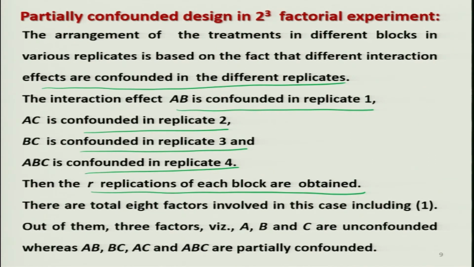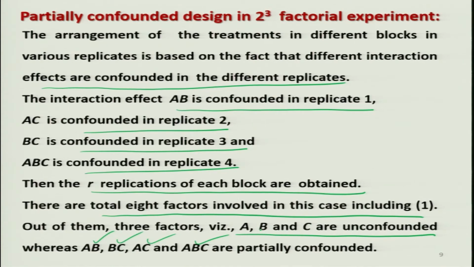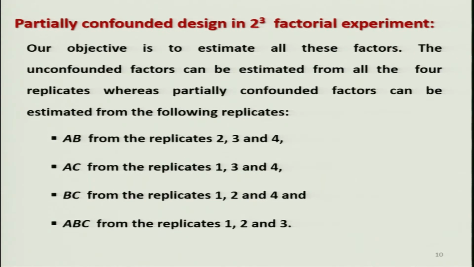They are obtained. That means there are a total of 8 factors involved in this case, including 1. Out of them the 3 factors A, B and C are not confounded, they are unconfounded, whereas the interactions AB, BC, AC and ABC are partially confounded, right. Okay. So, now we want to estimate all these factors. Definitely those factors which are not confounded can be estimated from all the replicates, right.